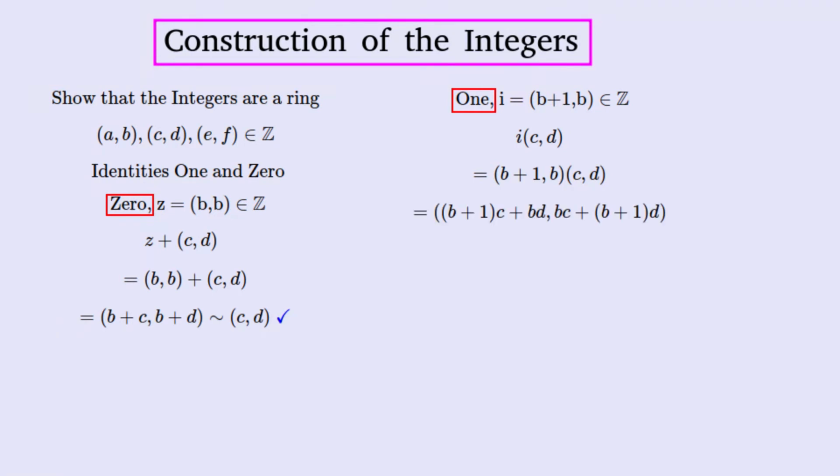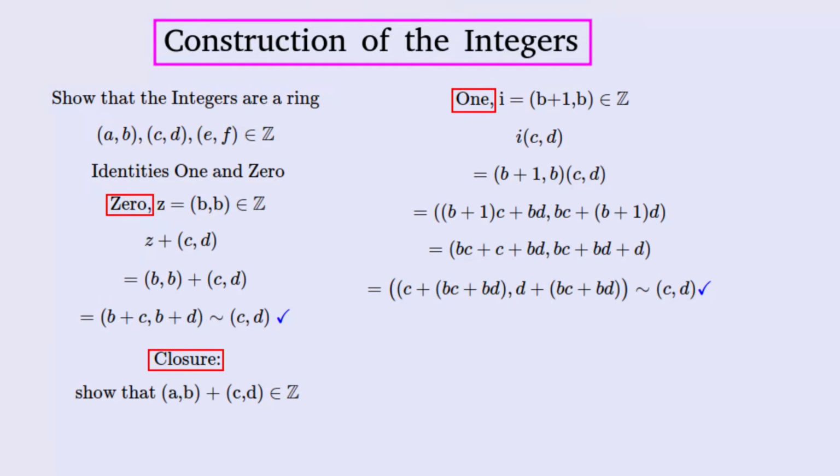We'll expand this expression using the product rule. We'll manipulate it to be this, so that a certain number can be subtracted from both members of this ordered pair. So now if we subtract this number from both members, we'll get this number, which is the number we started with. So the number 1 exists in the integers.